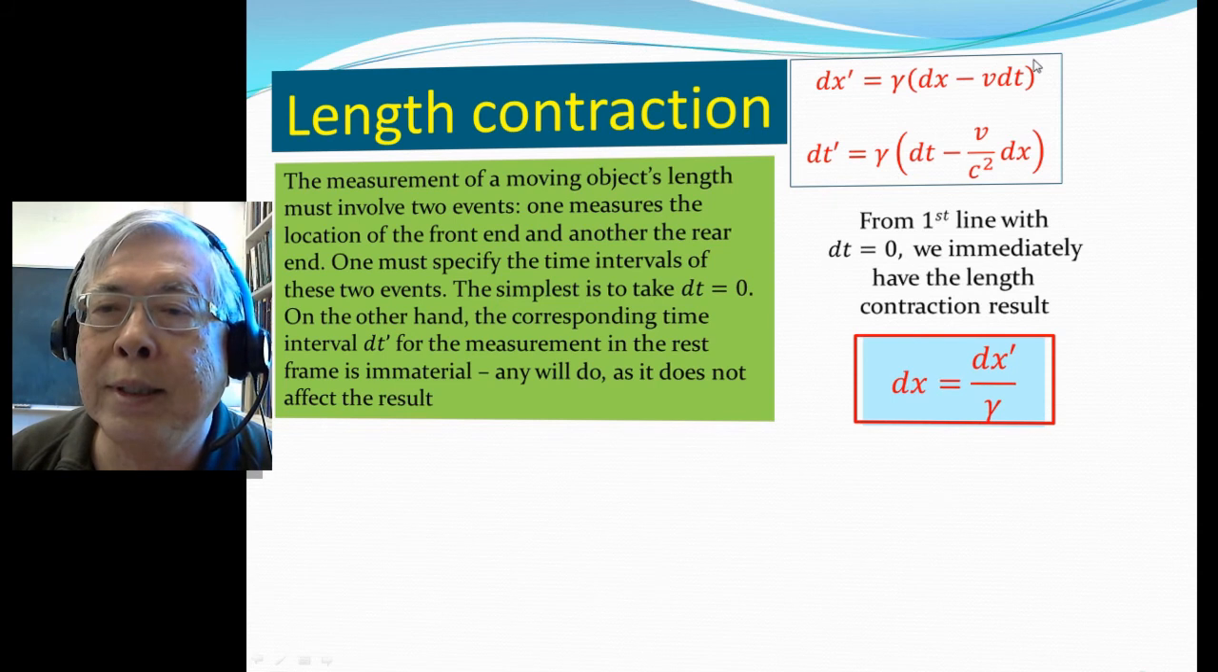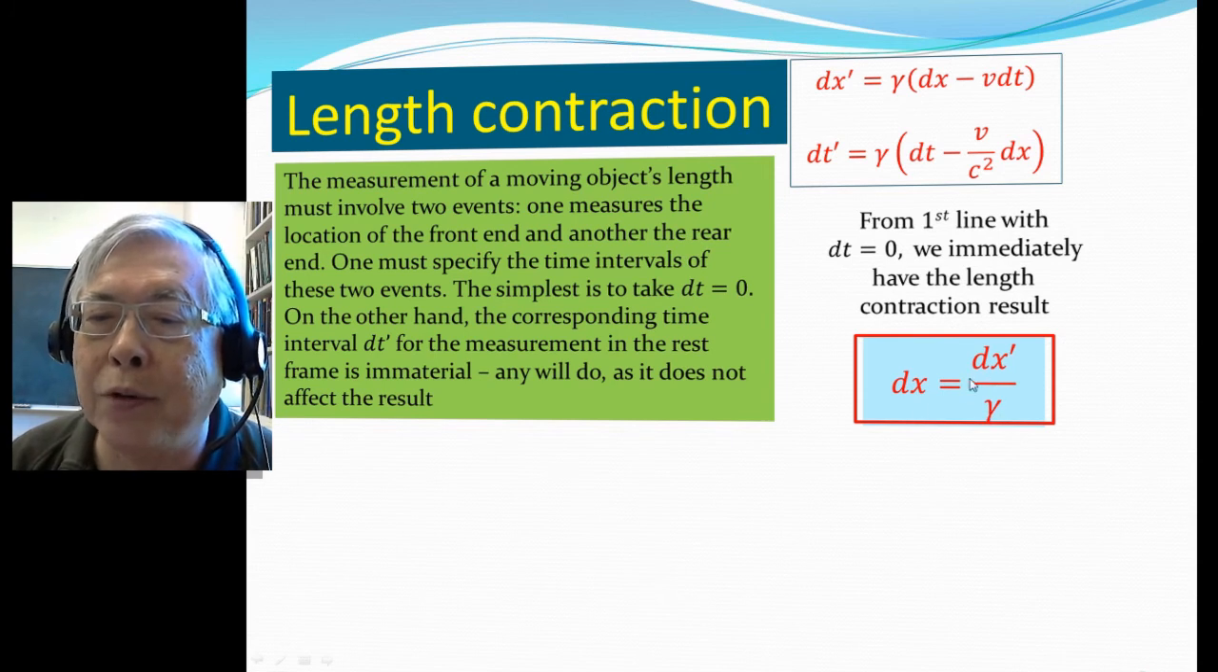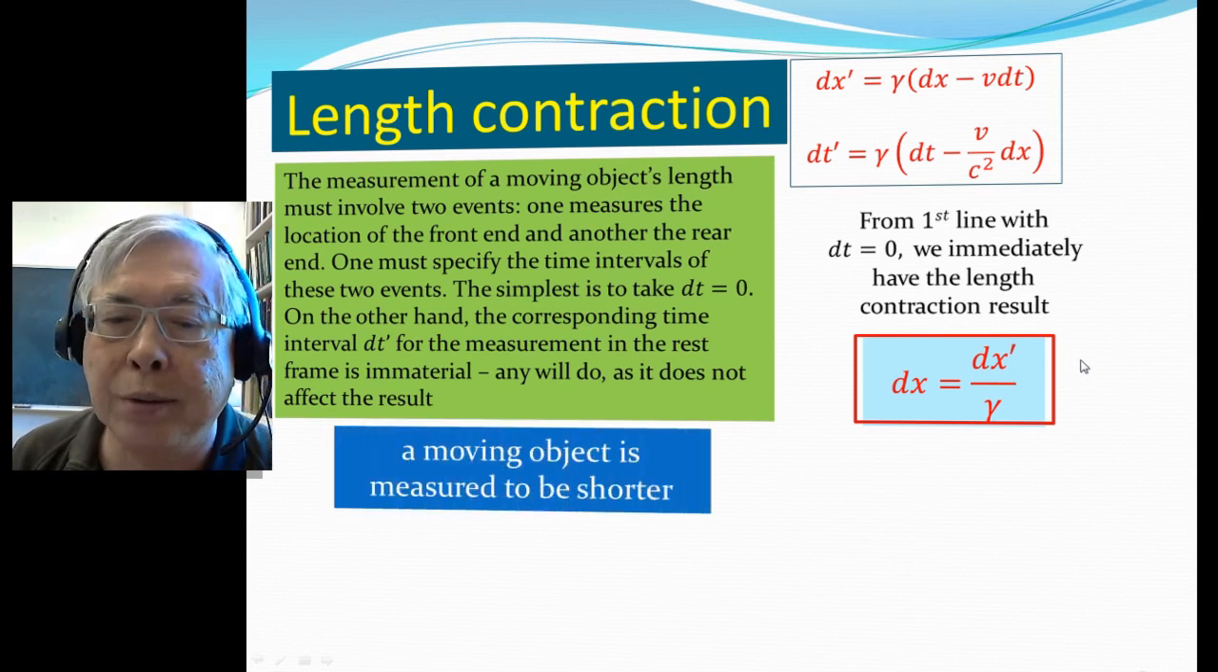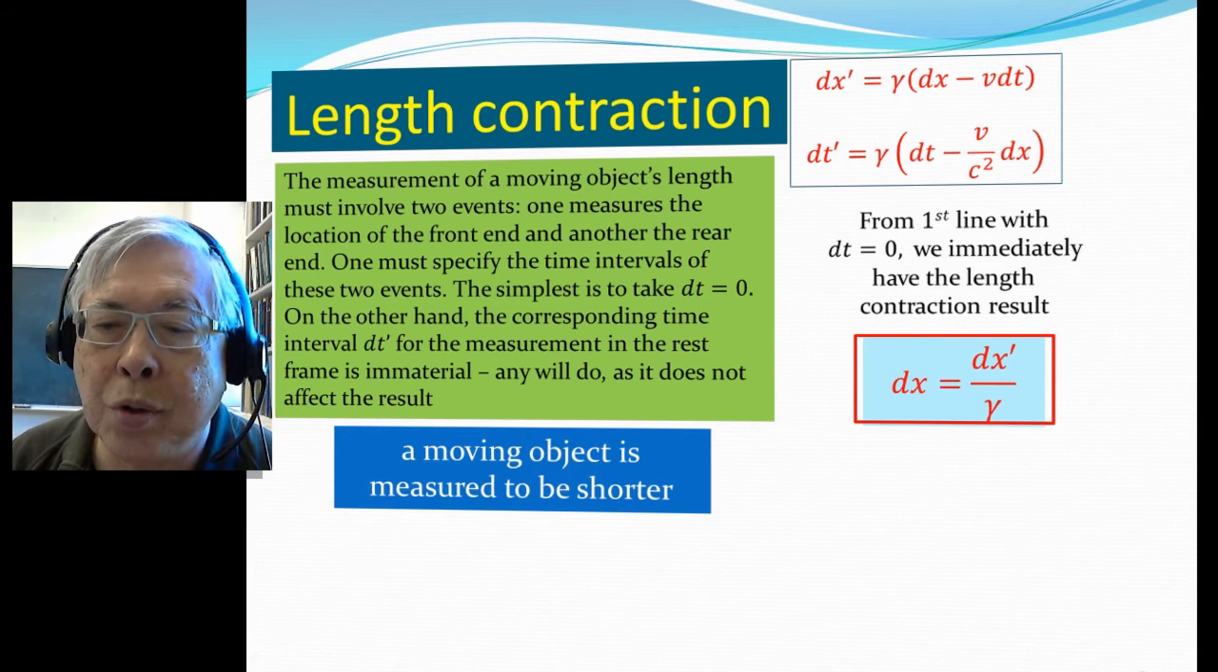So if we set dt equals 0, then the relation between dx and dx prime is simply dx equals dx prime over gamma. Now gamma is bigger than 1, so dx is smaller than dx prime, therefore length contraction. So a moving object is measured to be shorter.